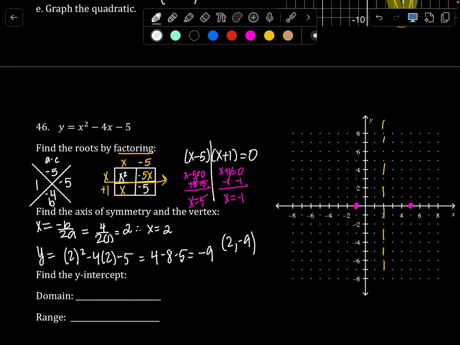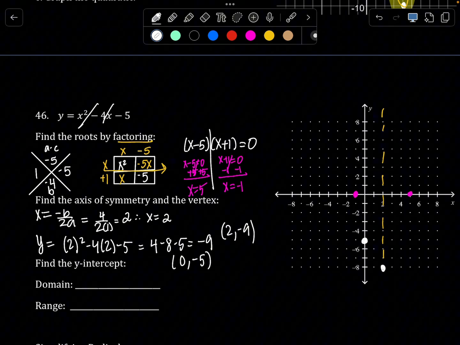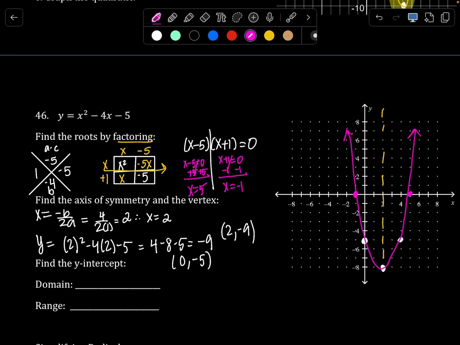I'm gonna double check my work because that's the same vertex that we got in the previous problem. It's kind of neat. The y-intercept is 0, -5, because all the x's go to 0, so you're just left with the c value, right? When you cross the y-axis, you don't go left or right. And it's symmetrical, boom. So you connect all those points. There you go.